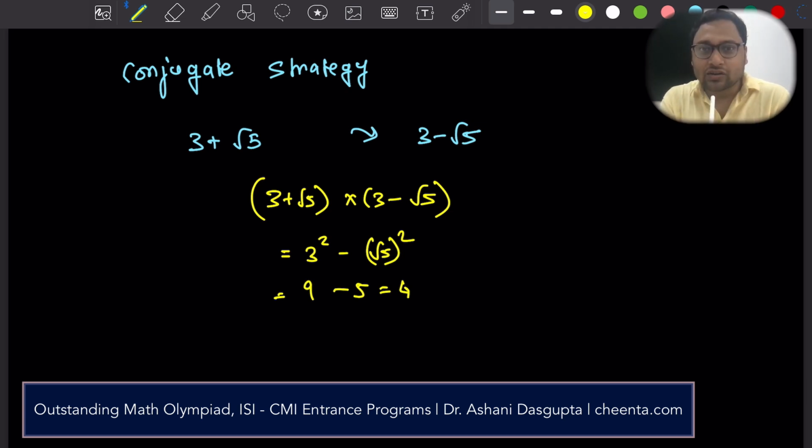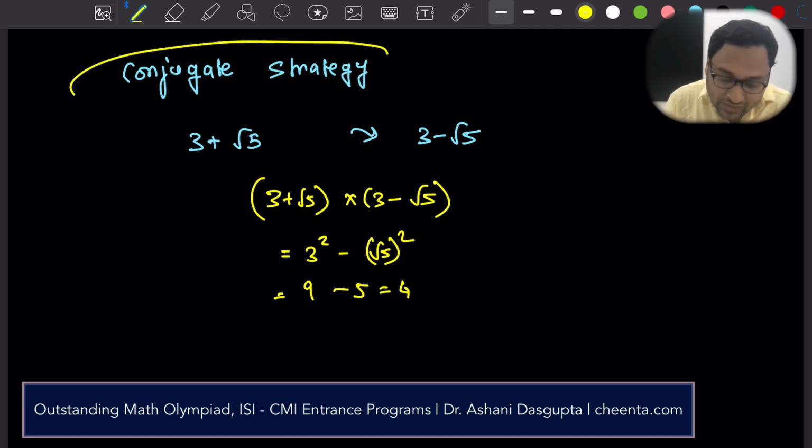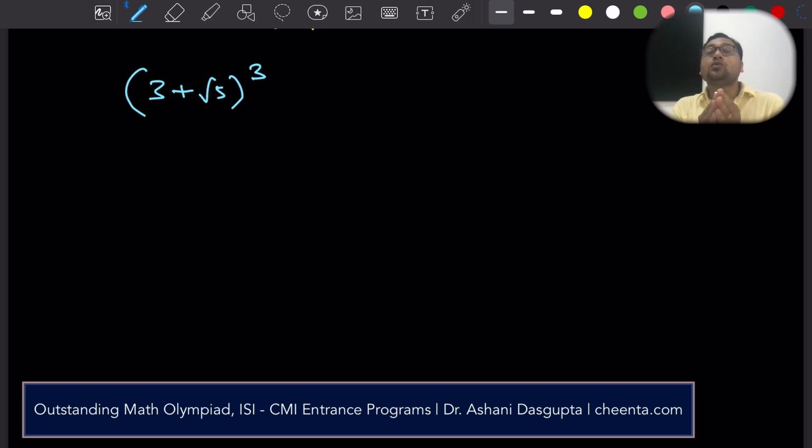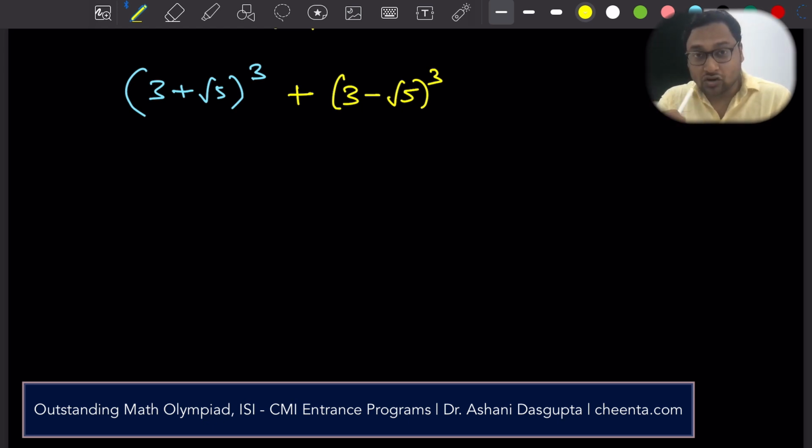If you multiply conjugates, you get an integer. If you add conjugates, you get an integer, which is awesome because it is easier to work with integers than with surds. Surds means stuff with square root in them, cube root, square root, and so on. So we will be using this conjugate strategy. Coming back to the question, (3 plus root 5) raised to the power 3. We want to know the greatest integer smaller than it. So what we'll do is we'll add (3 minus root 5) raised to the power 3, the conjugate cube.